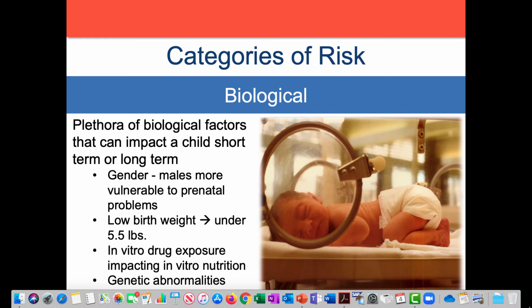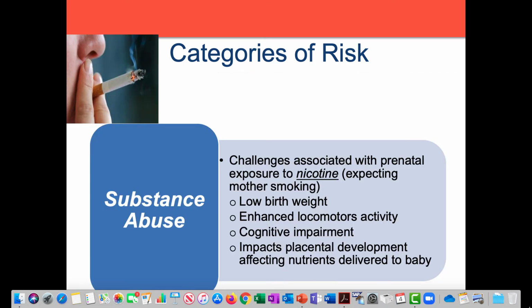Biological, there are a number of biological factors that can impact a child for being at risk for disability. We know that males are more vulnerable to prenatal problems, low birth weight, in utero drug exposure, and any genetic abnormalities. Substance abuse also places a child at risk, particularly when the child is in utero, and such things as parents, particularly the mother smoking, may cause low birth weight, difficulties in motor activity for the child, cognitive impairment, and problems during the birthing process as well.